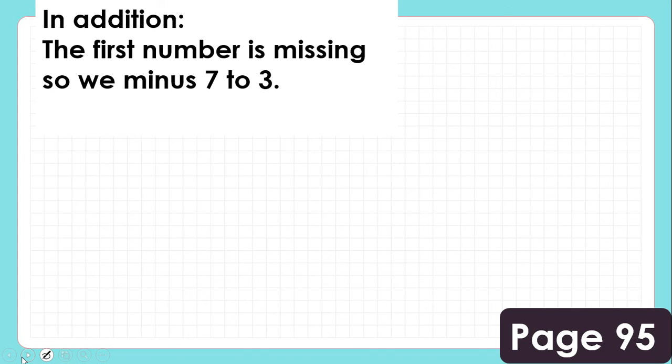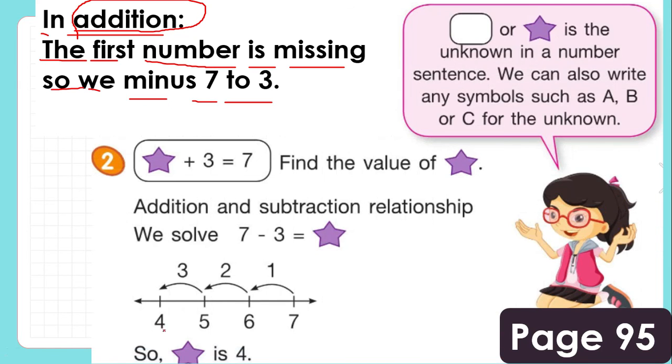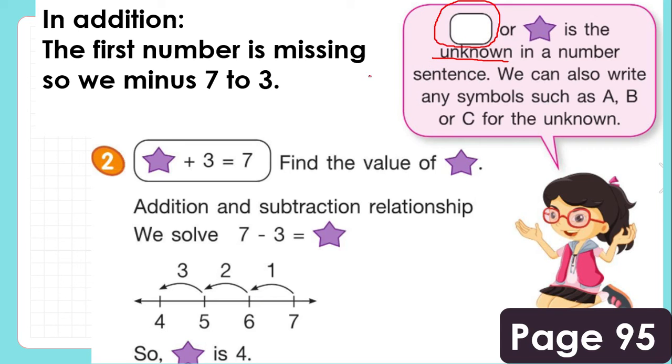Next, page 95. In addition, the first number is missing. So we minus 7 minus 3. So we'll get the missing number in addition. Okay, this is just a simple discussion, but we're going to discuss it later on. Okay, so we have here the unknown number. We need to find the unknown number or the missing number.